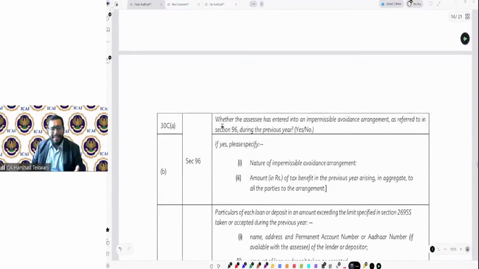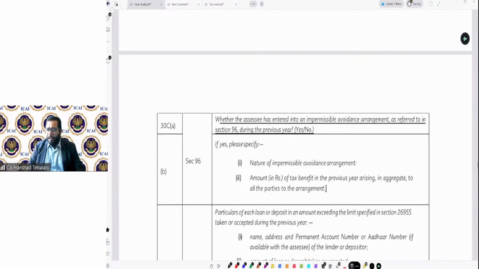Then, whether the assessee has entered into an impermissible avoidance agreement as referred to in section 96 during the previous year. If that is the case, then you are required to report it over here. Section 96 contains the general anti-avoidance rules, GAAR, provisions. If these are the cases, then they are required to be reported over here.